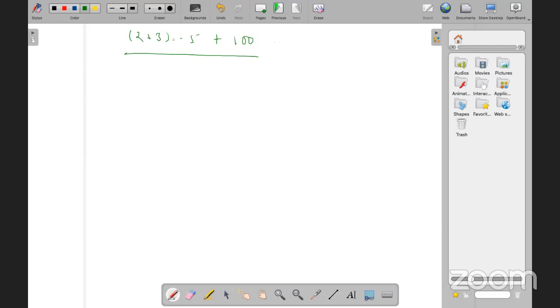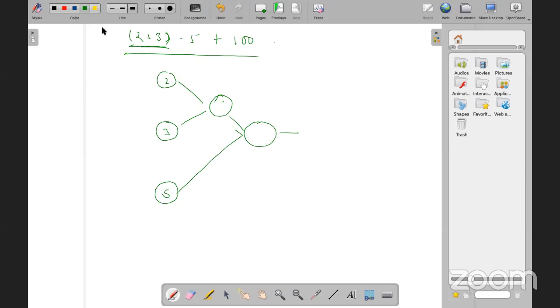how do computers actually calculate it? They start from the innermost part: they sum this, then you multiply, and then you add 100. So first you have 2 and 3 and you take the sum of them, you get some number, and then you multiply it with another number, and that's how you get the next value, and so on. This is the computation graph for this expression.